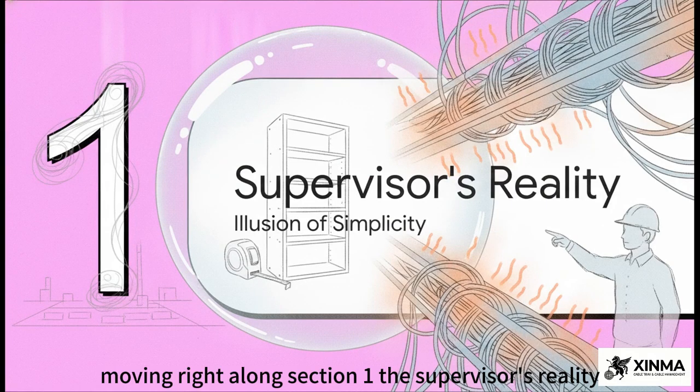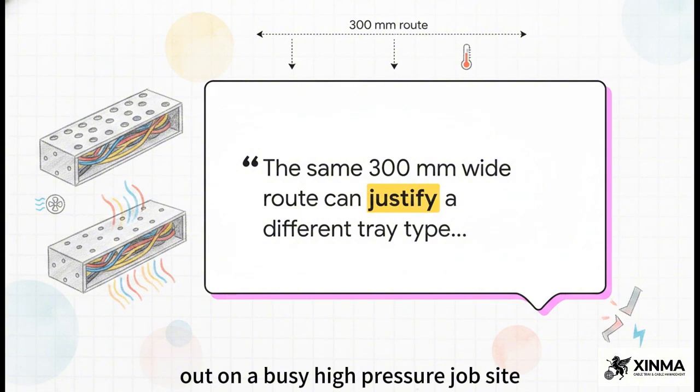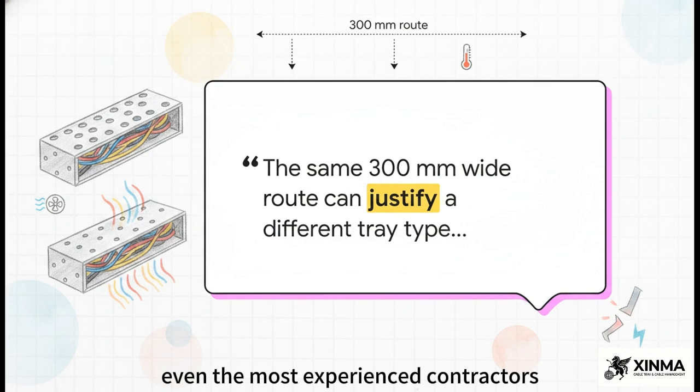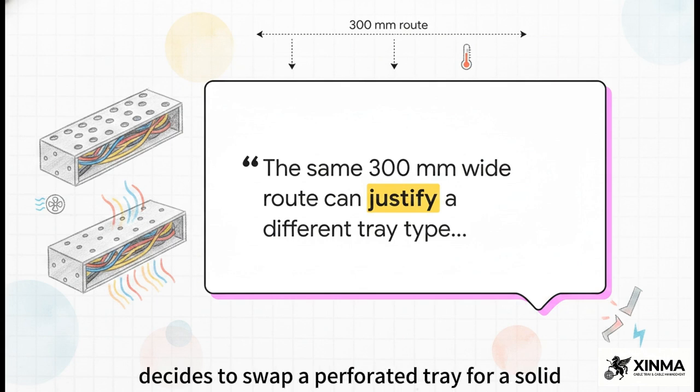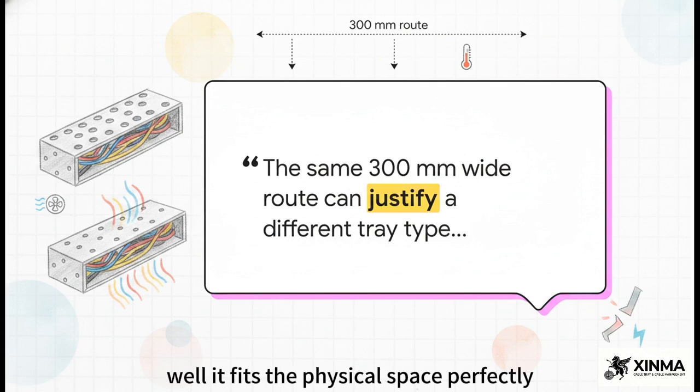Section 1, the supervisor's reality. Let's talk about the illusion of simple selection. Out on a busy, high-pressure job site, there's this really dangerous illusion that traps even the most experienced contractors. You know the drill. You've got a 300mm route planned, and somebody on site decides to swap a perforated tray for a solid bottom one, simply because, well, it fits the physical space perfectly.